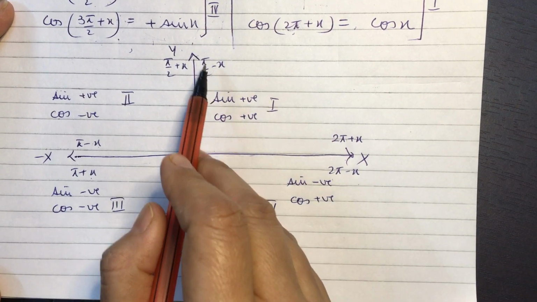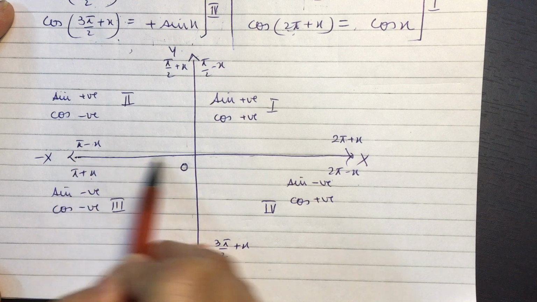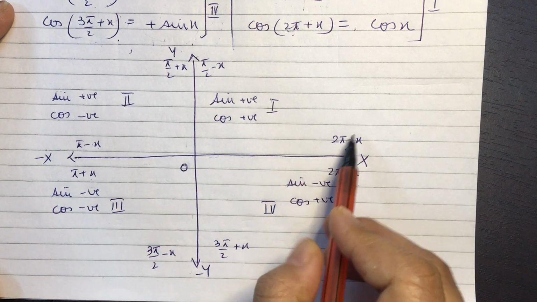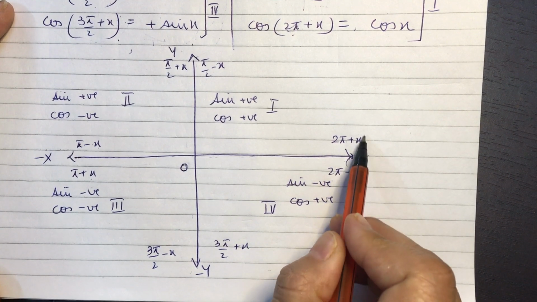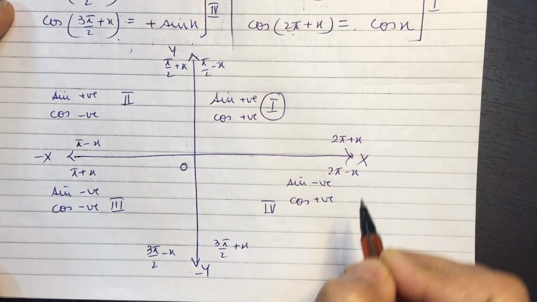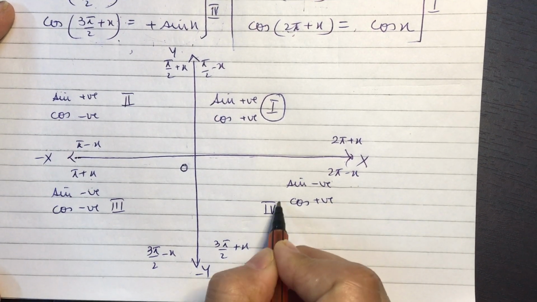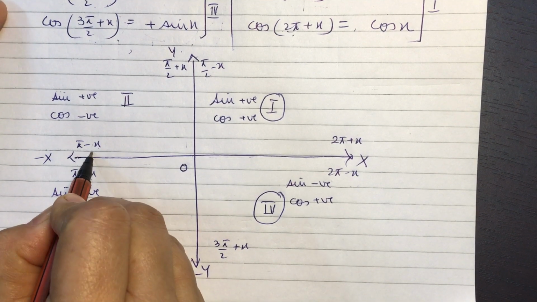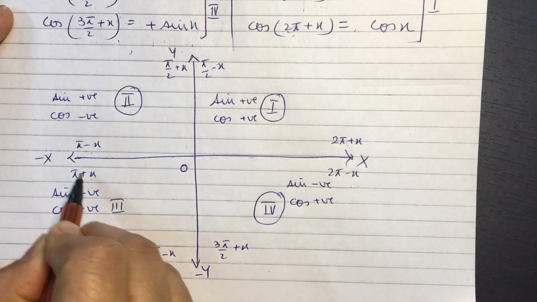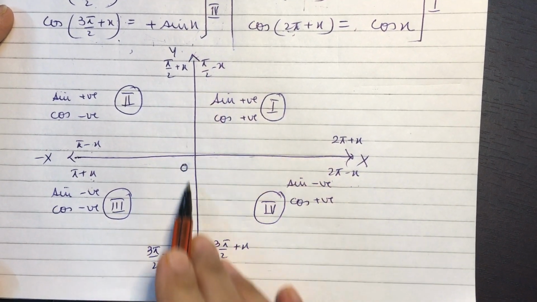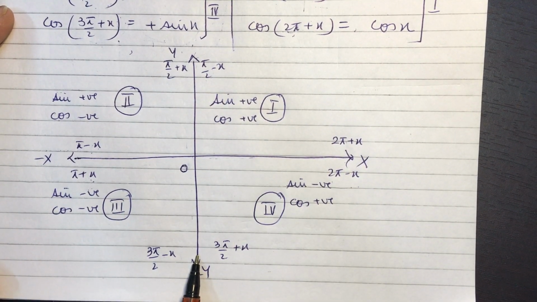We know that about the x-axis, means on either side of the x-axis, the angles which we have are 2 pi plus x, which belongs to the first quadrant, 2 pi minus x, which belongs to the fourth quadrant. Similarly, pi minus x belongs to the second, pi plus x belongs to the third quadrant. Same way, we analyze the remaining four angles.